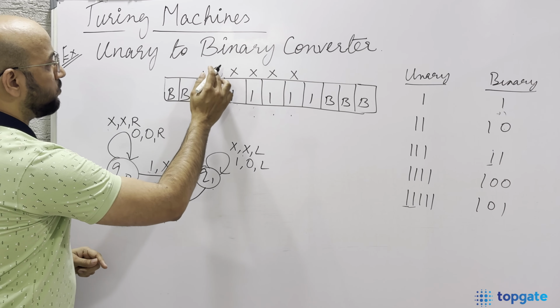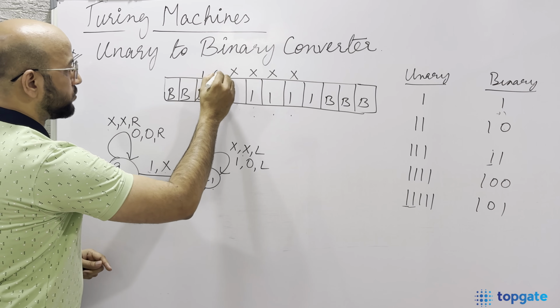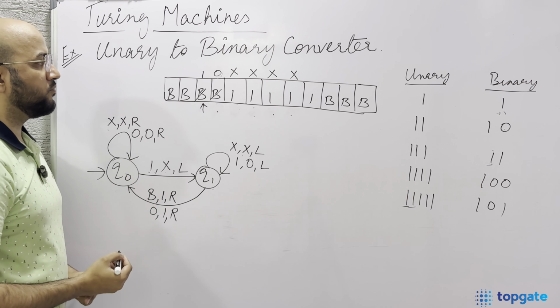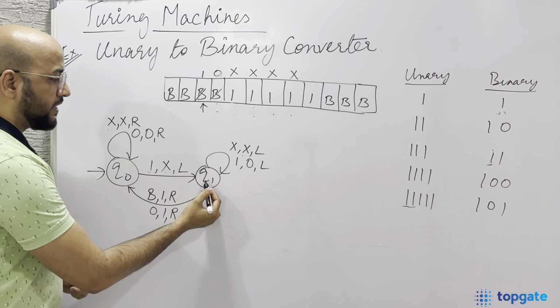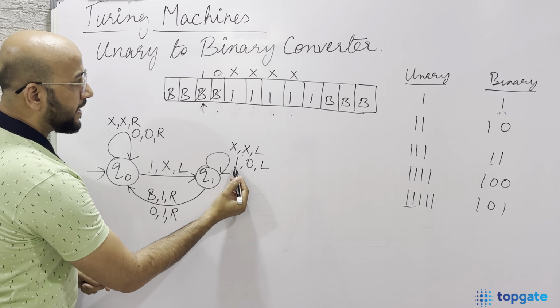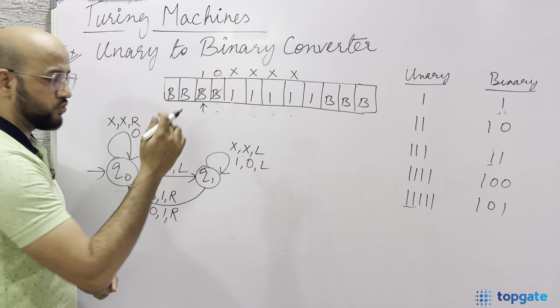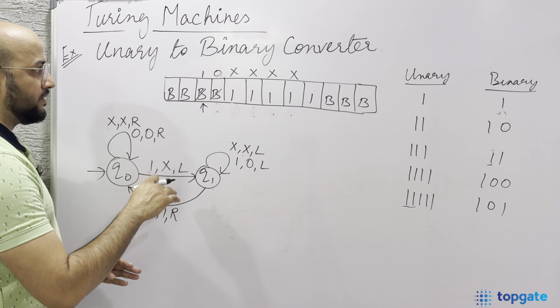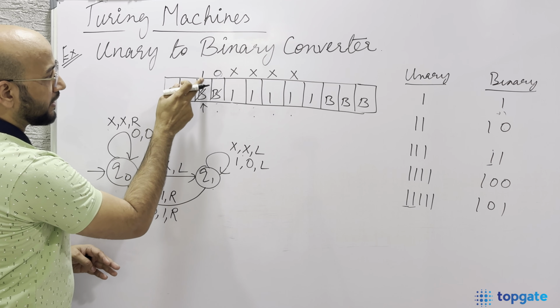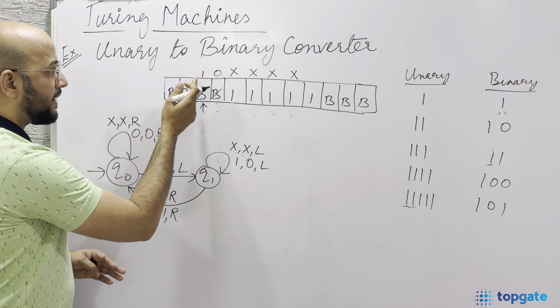So this 1 will be changed to 0 and the pointer will point on to this 1 now. I'm at state q1 only since it's a self loop. Again, the machine knows that when you find a 1, change it to 0 and go on to the left hand side. That means I got a carry from this side and I came on to this one, again I got a carry. So I'm adding 1 to it.